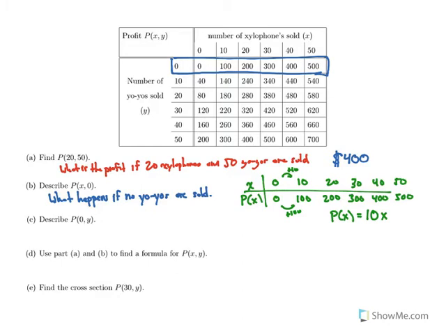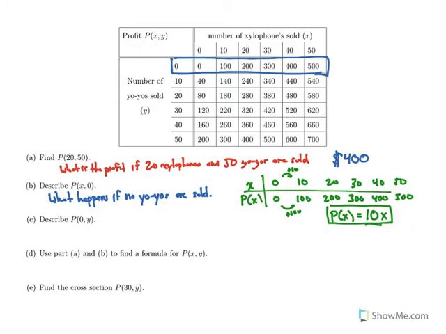10 is the slope. We could have gotten that by going 100 minus 0 over 10 minus 0, y2 minus y1 over x2 minus x1. And you can verify that on your own if you would like. But this cross section, this function of one variable, we're just going to describe as 10x.